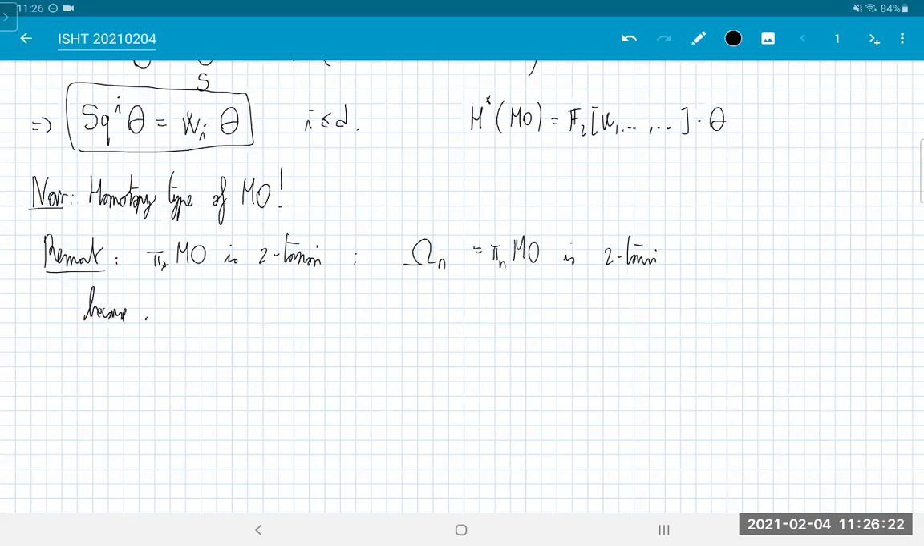Because if we have a class here, we need to show that the class of M disjoint union M is trivial. But M disjoint union M, so 2M, is the class of M disjoint union M, and that's the class of the boundary of the cylinder.